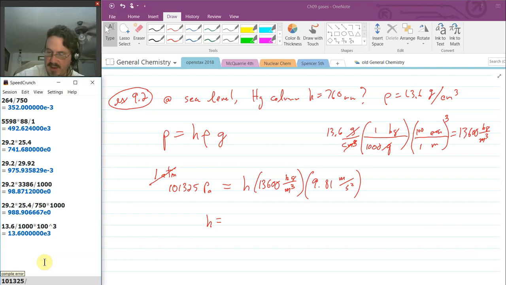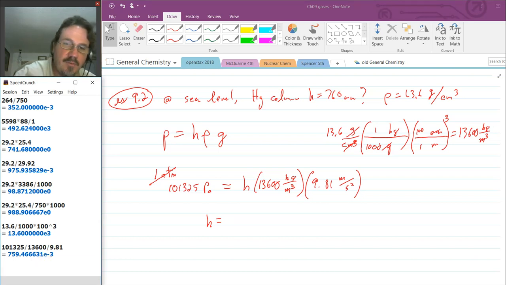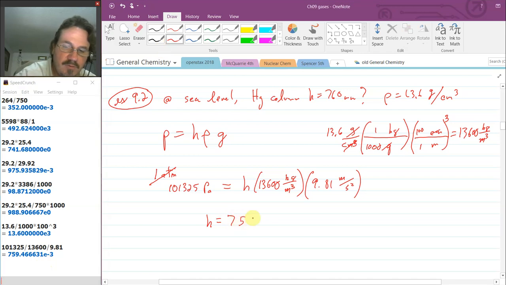101,325 divided by 13,600 divided by 9.81 equals, hey, look at that, 0.759466. All right, and so three significant figures that would round off to 0.759. What are the units? MKS here, meters. So 0.759 meters of mercury. That's how high this column is, or 760 millimeters, right? Just multiply by 1,000 to get to that.